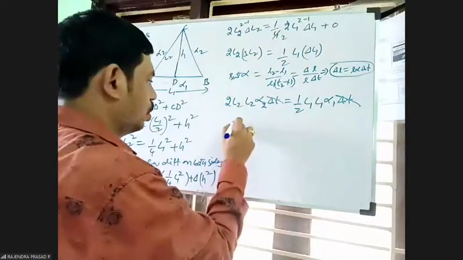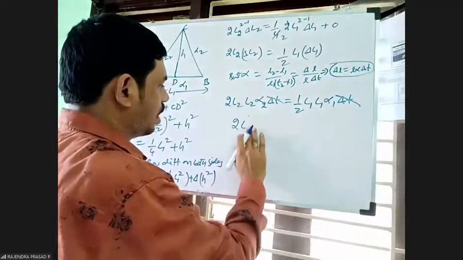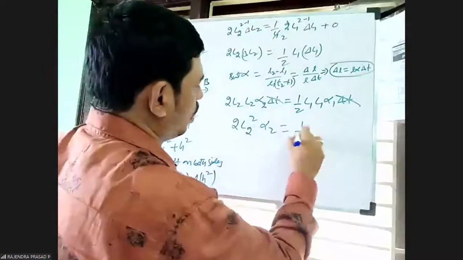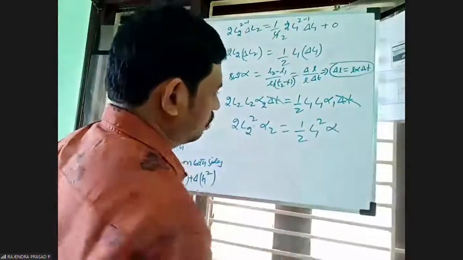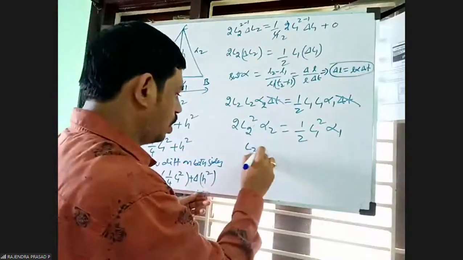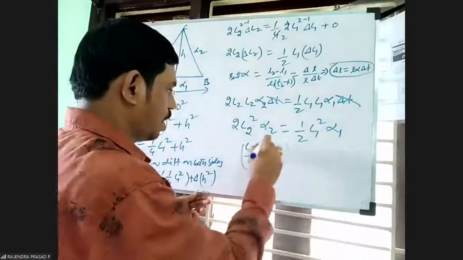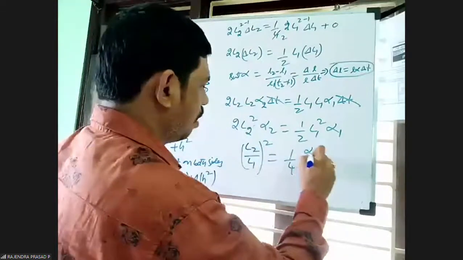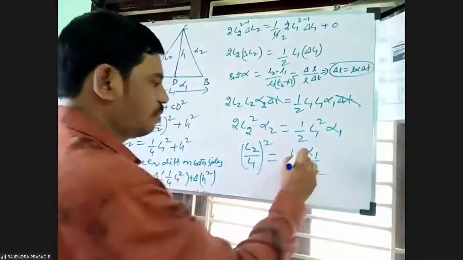So 2 L2 square alpha 2 equals 1 by 2 L1 square alpha 1. So L2 by L1 whole square is equal to 1 by 4 into alpha 1 by alpha 2.